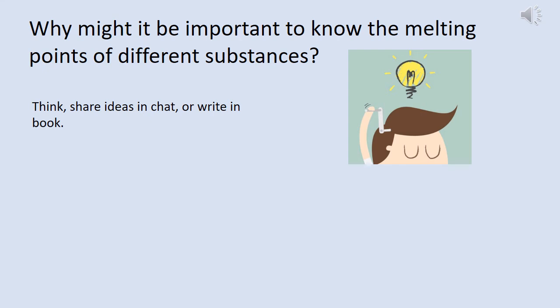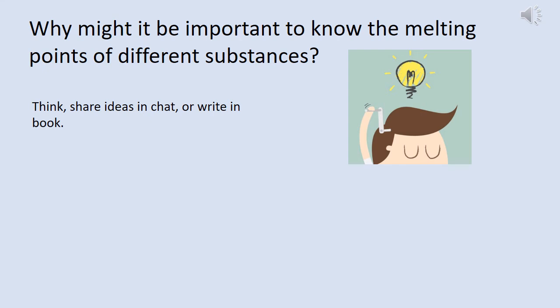So here are some points about why it is important. It's to know how to store a substance correctly. For example, if you want to keep water as ice in its solid form, you aren't going to keep it out in the room. You're going to have to put it in the freezer. And it's the same for certain chemicals. You might have to store them at certain temperatures. Melting points give information about the states of a substance at different temperatures.